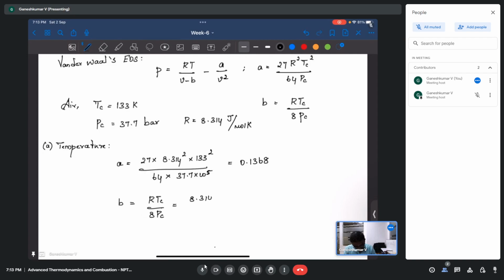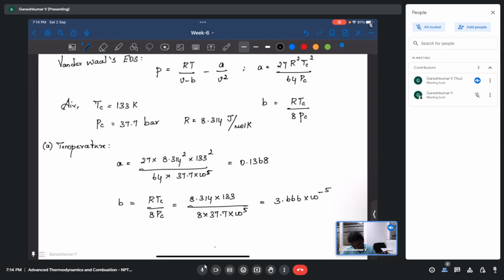Just for the sake of completeness, let me write it down separately. Divided by 8 into 37.7 into 10 power 5 divided by 10 power 5. B turns out to be 3.666 into 10 power minus 5.